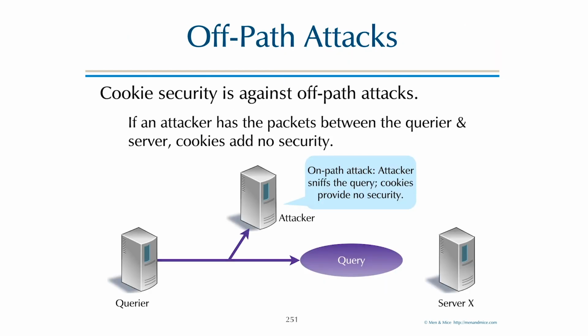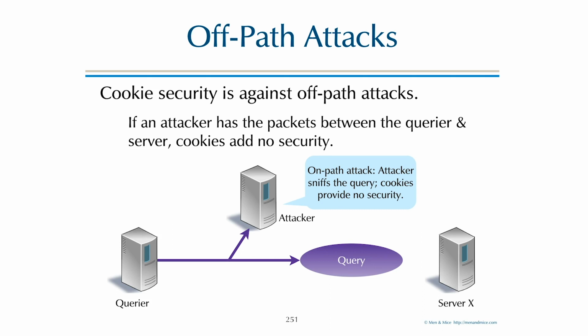Getting a little deeper into it. Cookie security is limited to off-path attacks. In the picture shown, the attacker has either sniffed the traffic or was literally a router and received the traffic between the querier and the server. As the query was going from the querier to the server, or the proper answer was coming back from the server to the querier, the attacker was able to sniff the traffic. That's an on-path attack, the one shown. If it's an on-path attack, cookies provide no security.